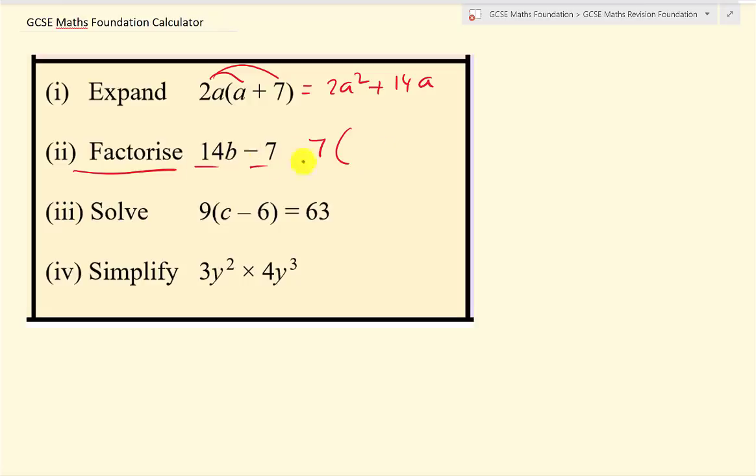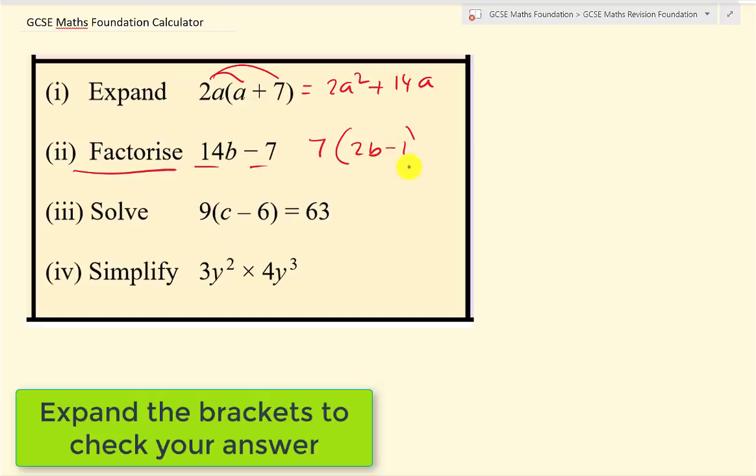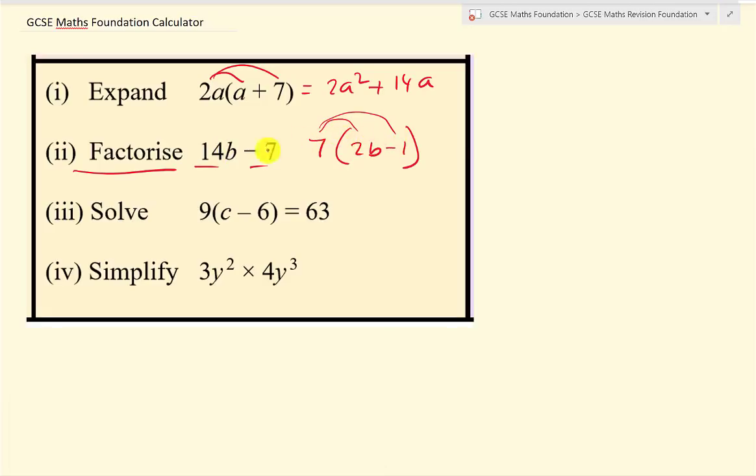B, there's no other common factors here, so 14b minus 7, divided by 7. 14b divided by 7 is 2b, and minus 7 divided by 7 is minus 1. To check your answer, what you can do is multiply out the brackets and see whether you get the question, and that's a good way to check your answer. So 7 times 2b is 14b, 7 times minus 1 is minus 7, and it works.